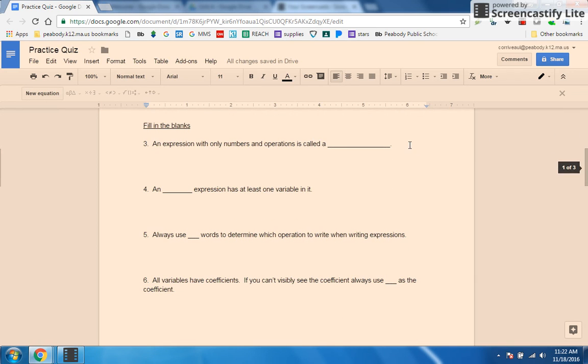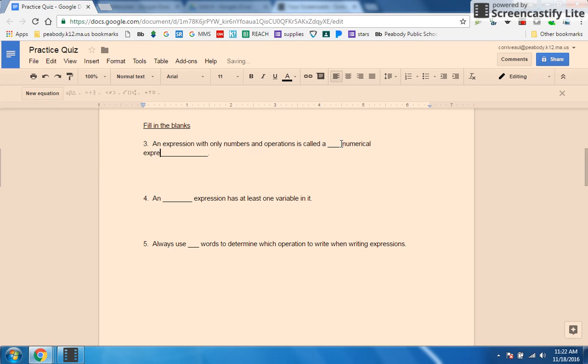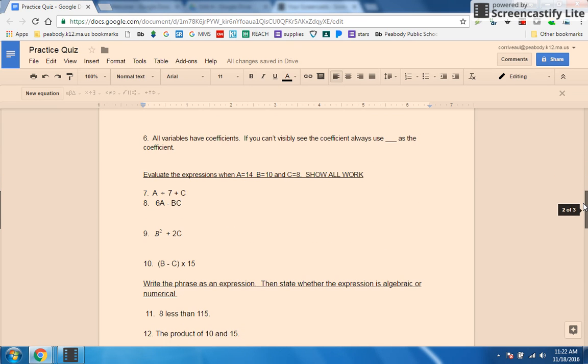Fill in the blanks. An expression with only numbers and operations is called a numerical expression. Remember, NUM for number. An algebraic expression has at least one variable in it. So remember AL for alphabet. Always use keywords to determine which operations you write when writing expressions. So check those, make sure you got those. All variables have coefficients. If you can't visibly see the coefficient, always use 1 as the coefficient.